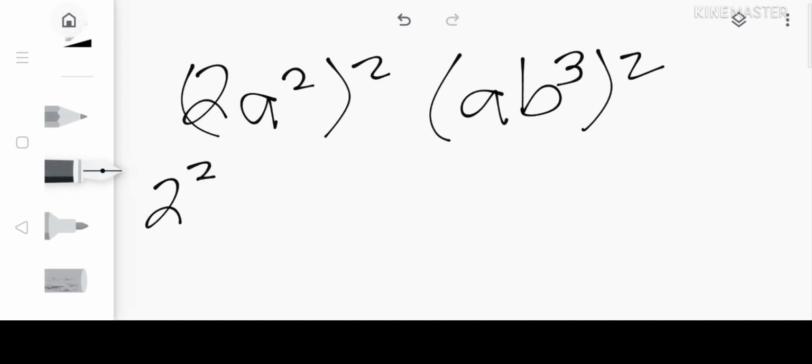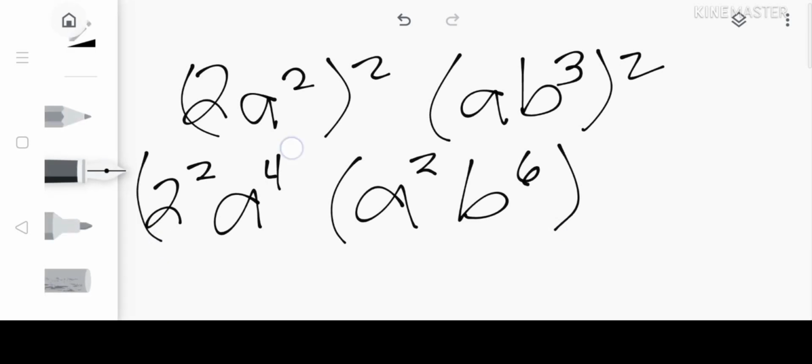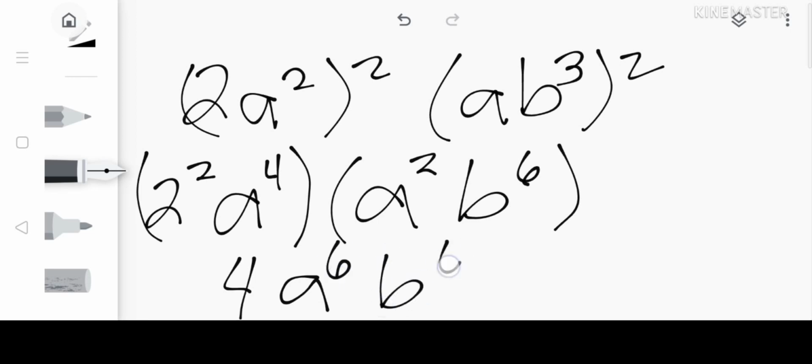So 2 squared and then a. For the variable a, 2 times 2, 4. And then for this term, we have a, 1 times 2 is 2. And for the variable b, 3 times 2 is 6. And then simplify. 2 squared is 4. And then for the base a, 4 plus 2 is 6. And then for the base b, b raised to 6. So our final answer is 4 times a raised to 6 times b raised to 6.